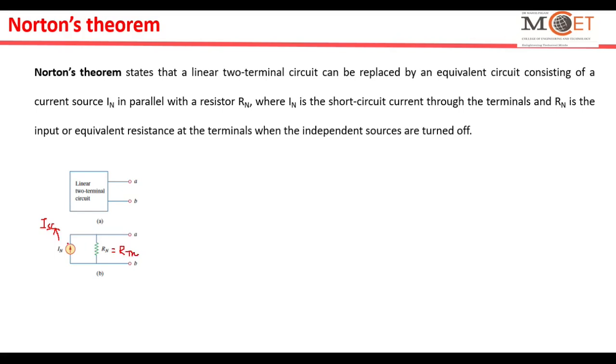So how to calculate this Norton's current or short circuit current? Short circuit these two terminals, find out the current flowing through the shorted terminal, and that current is what we call it as Norton current or short circuit current.